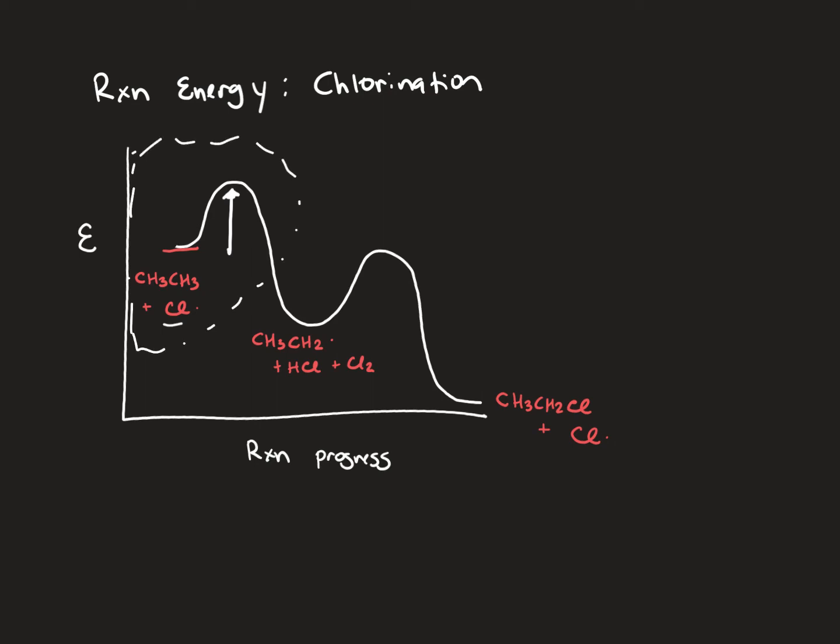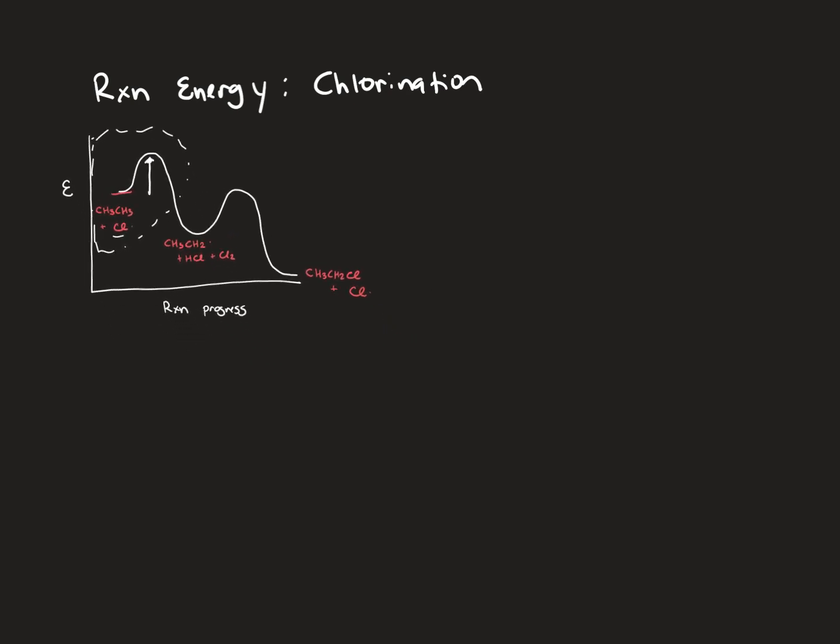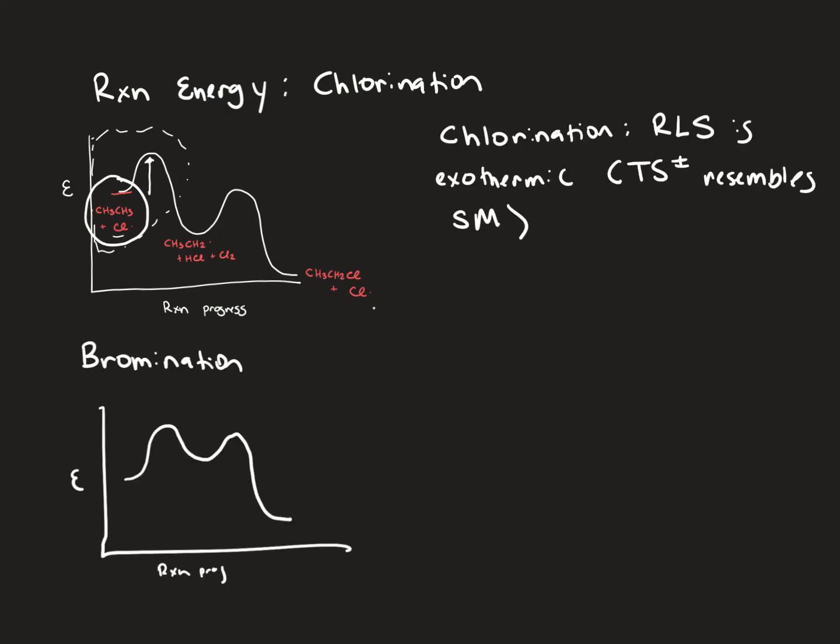So if we think about this first step, I don't know if you remember the Hammond postulate from 331. What the Hammond postulate says is that the transition state resembles the species that it's closer to in energy. So for an exothermic reaction like this, the one I have highlighted, the transition state will resemble the starting material more than the product.